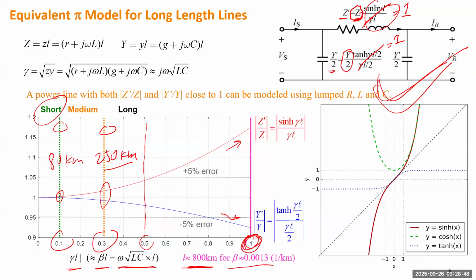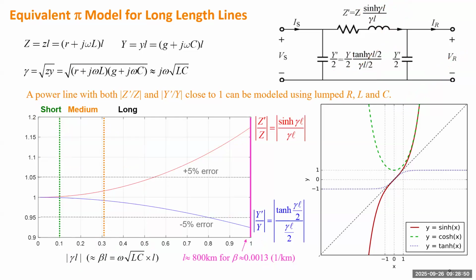So the conclusion we have is that a power line with both factors close to 1 can be modeled using lumped R, L, and C. How close is good enough? That depends on the error tolerance you want to meet. So if 1% is okay, you can decide within which distance you can just use the lumped parameters for the line.